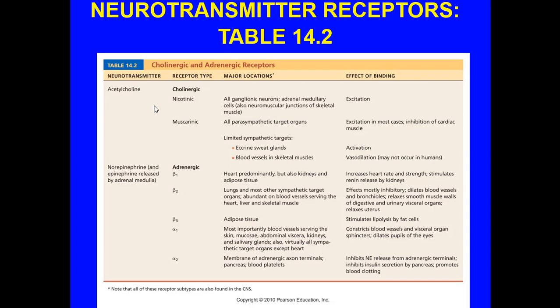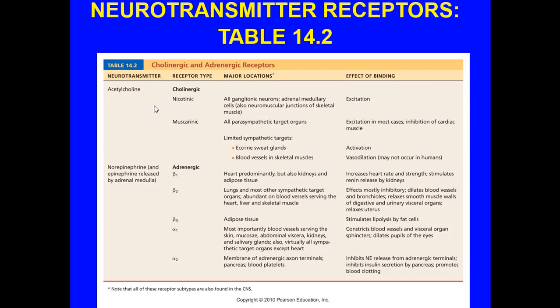When we talk about acetylcholine, we're going to be talking about cholinergic receptors. There's only two major types, nicotinic and muscarinic. When you get to adrenergic, though, beta 1, beta 2, beta 3. Beta 3 is unique to adipose tissue. Beta 1 is predominant on the heart. Beta 2 you'll see with lungs. It's abundant in blood vessels serving the heart, liver, and skeletal muscle.